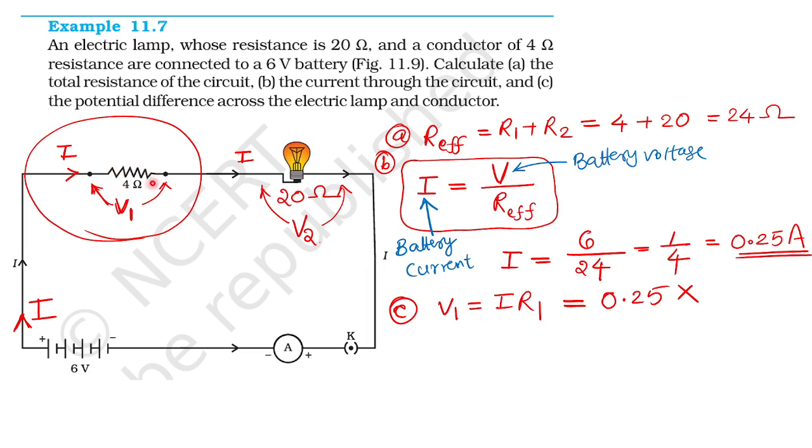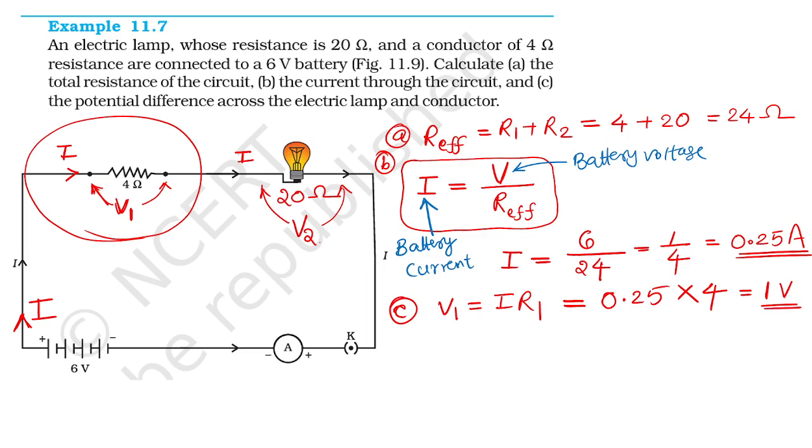R1 is 4 ohm, right? 4 into 0.25 is 1. Voltage has the unit volt. So 1 volt. 1 volt of energy is required for the current to cross this. Understood? 1 volt of energy is required.